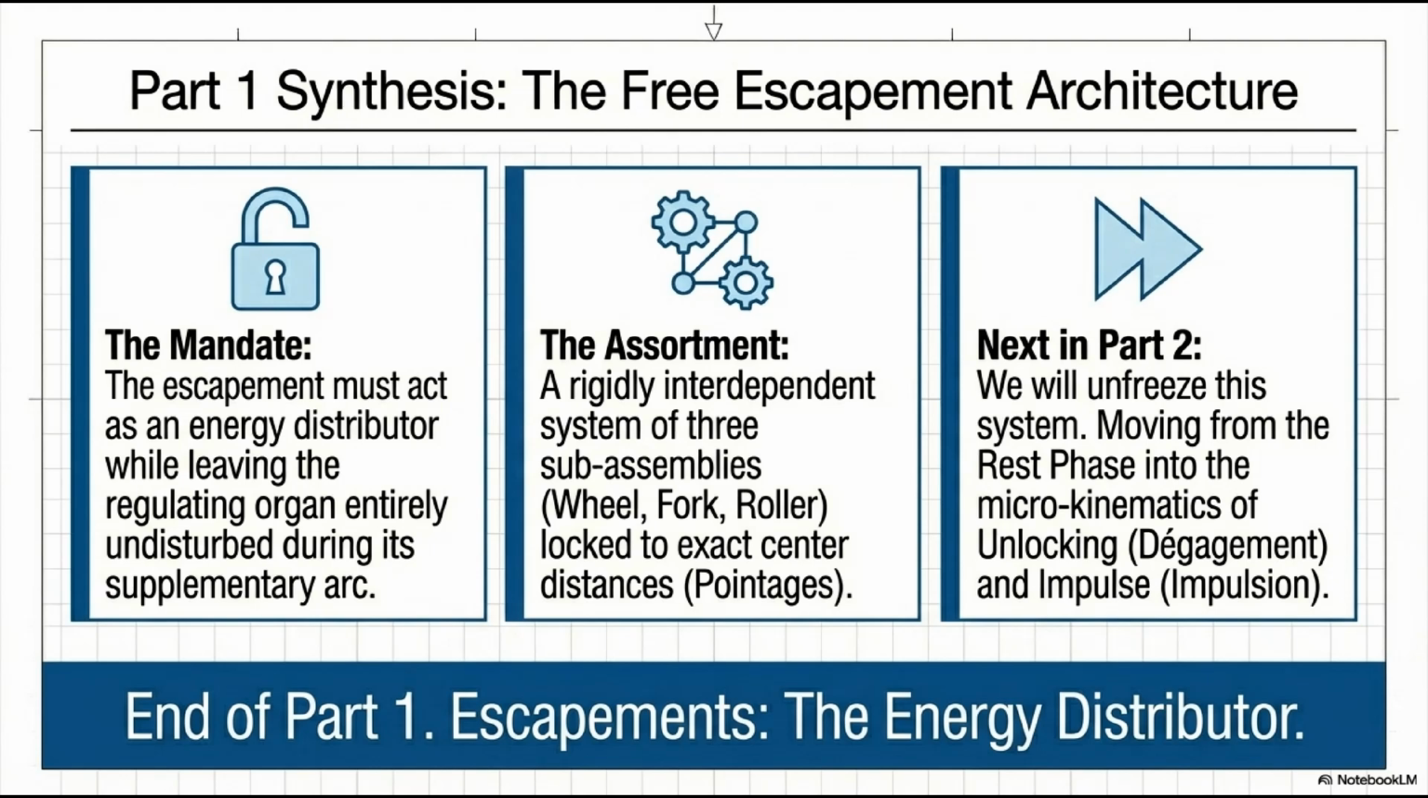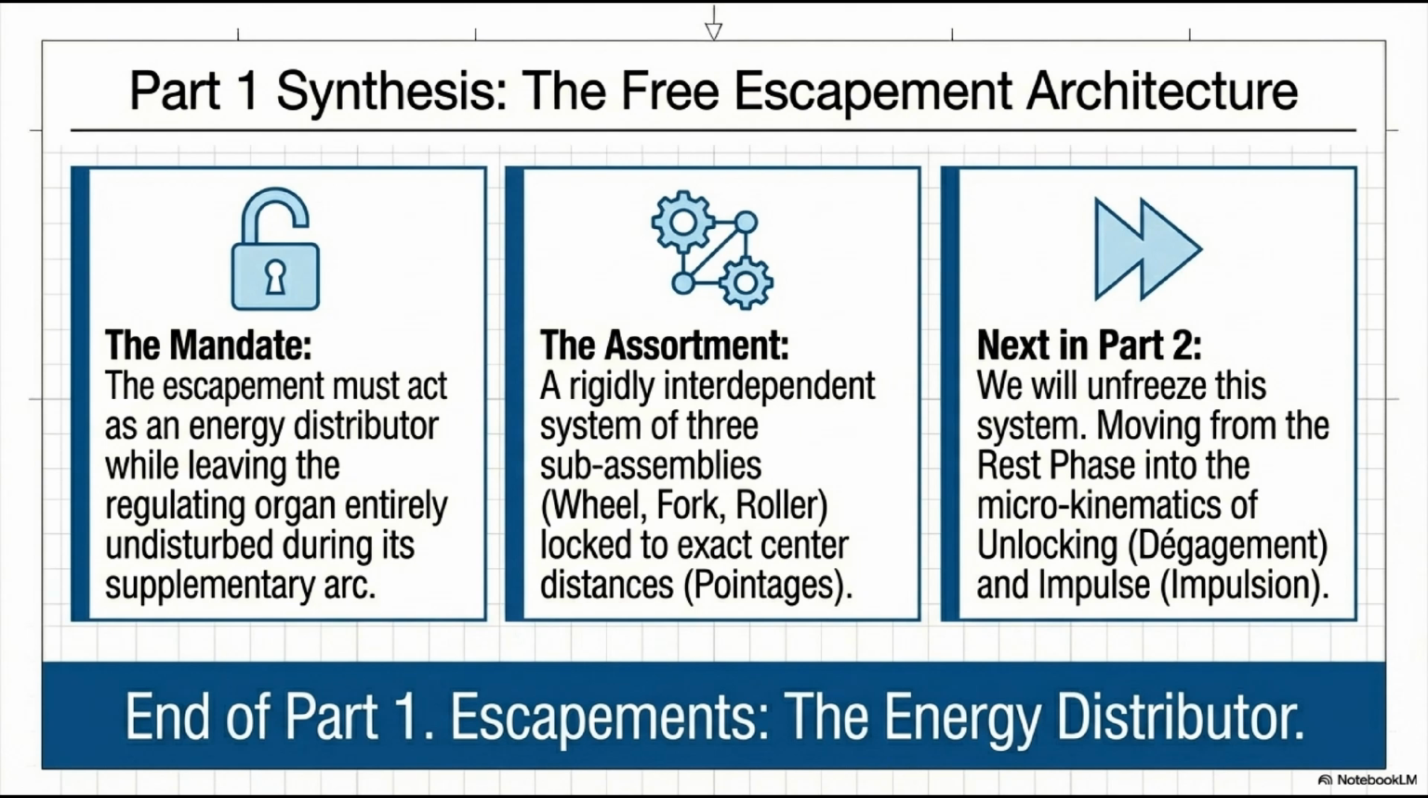We've completed part 1 of chapter 6, and this synthesis slide brings together the 3 core concepts we've established. First pillar, the mandate. The escapement must act as an energy distributor, or gain distributor, while leaving the regulating organ entirely undisturbed during its supplementary arc. Not just metering energy, not just counting beats, but doing both while protecting the oscillator's freedom. Every time the escapement touches the balance to deliver energy, it risks disturbing the very frequency it's trying to sustain. That tension between the two functions is the central design challenge.